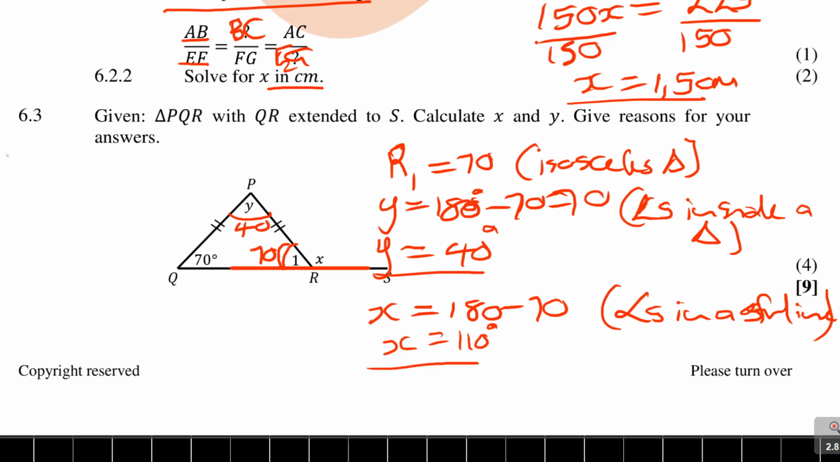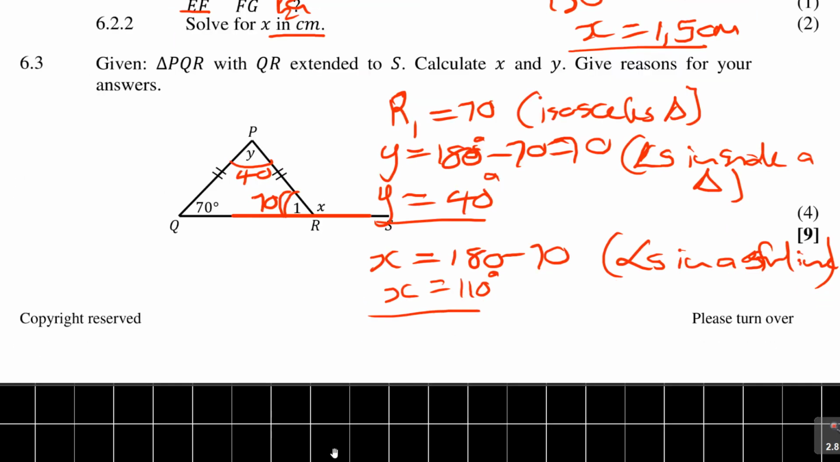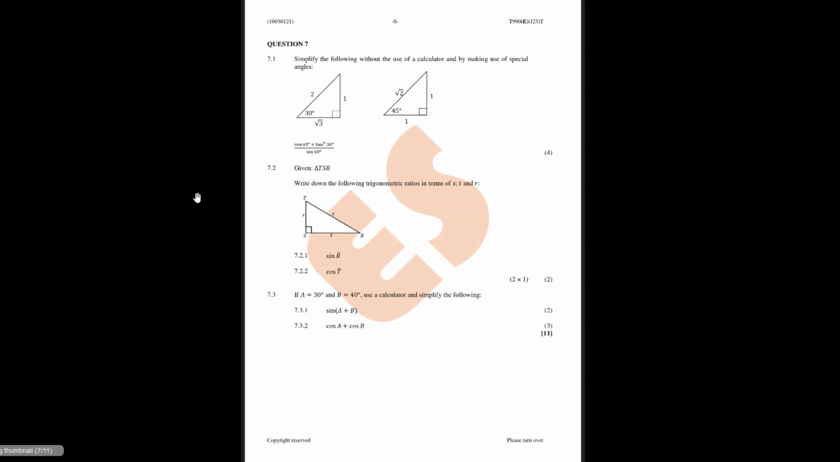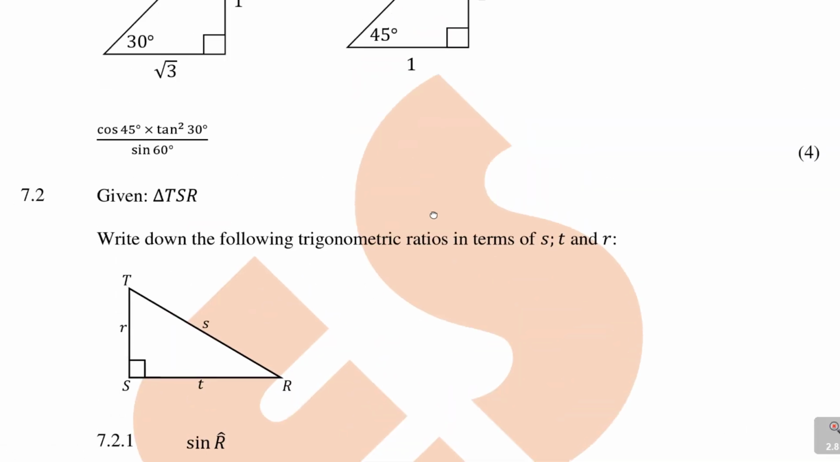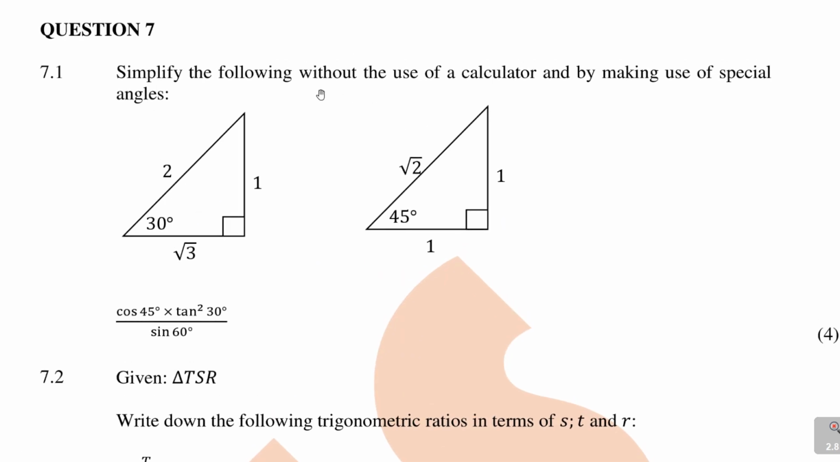You got it right. So I think here you're actually not having a problem. Even on our previous lesson, you were able to pick up this thing. Now, look at this. This is almost done now. Simplify the following without the use of a calculator and by making use of special angles. I said the other lesson we'll touch it together now. This is a good time for us to recap.